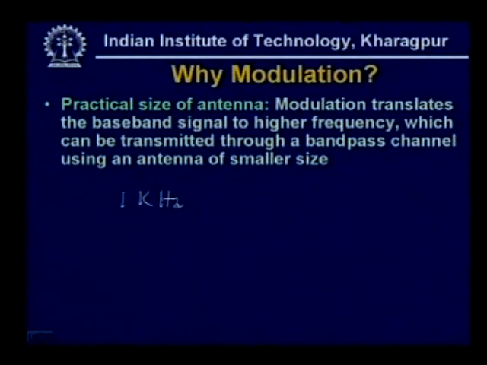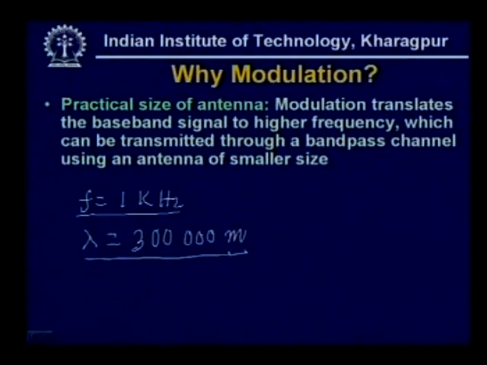and what is the wavelength for this? If this is the frequency, what is the lambda value? As you know, the wavelength will be 300,000 meter. We have already discussed it. Whenever you are trying to send a frequency of 1 kilohertz, the wavelength is 300,000 meter, and obviously the antenna has to be comparable to this size. Obviously, an antenna of 300,000 meter is impractical.